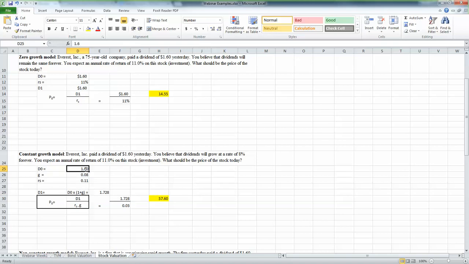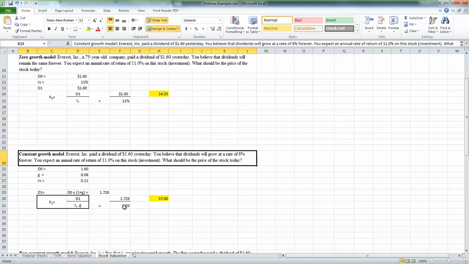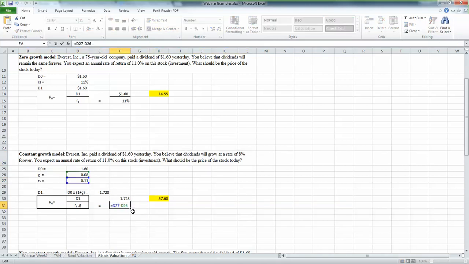So you multiply D0 by 1 plus growth rate, which is going to be $1.73. Okay, so if you divide $1.73 by RS, which is discount rate minus growth, so basically 11% minus 8% equals 0.03, so that's 3%, right? So if you divide dividend D1 by RS minus G, you're gonna get $57.60.